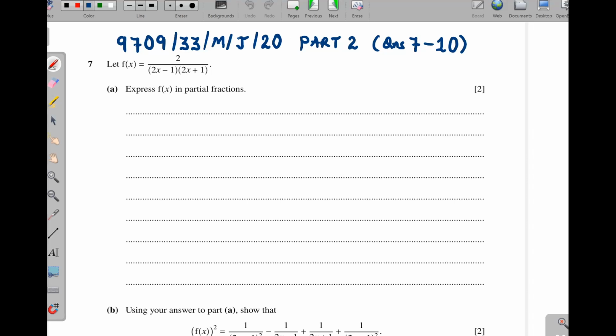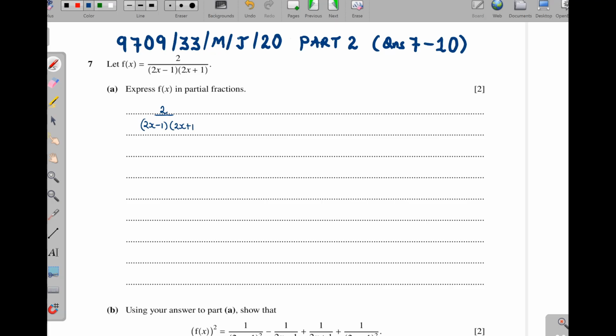Part 2, this is for questions 7 to 10. Question 7, let f of x be equal to this. Part A, express f of x in partial fractions. So since we are having two linear factors, then we shall have this 2 out of 2x minus 1.